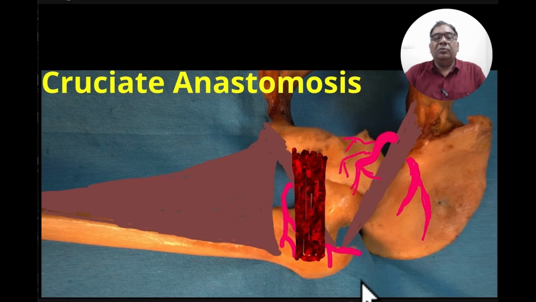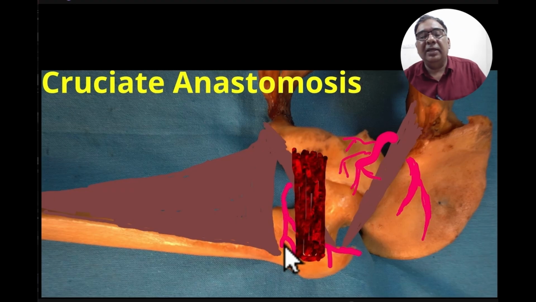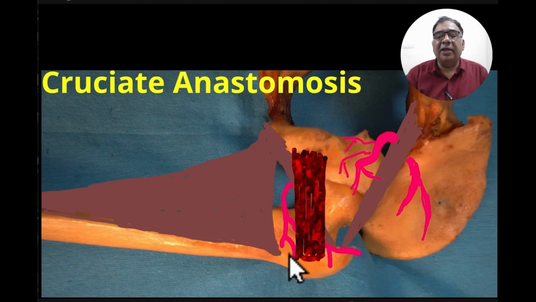Now cruciate anastomosis. Cruciate anastomosis is situated at lesser trochanter. This is transverse branch of medial circumflex femoral artery. It takes anastomosis with other branches and forms cruciate anastomosis.